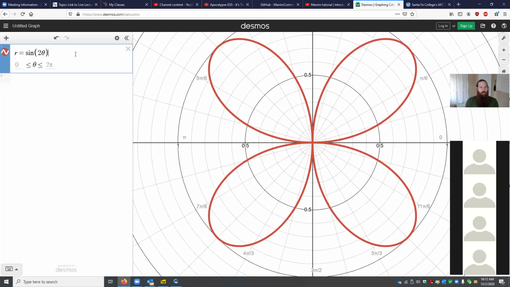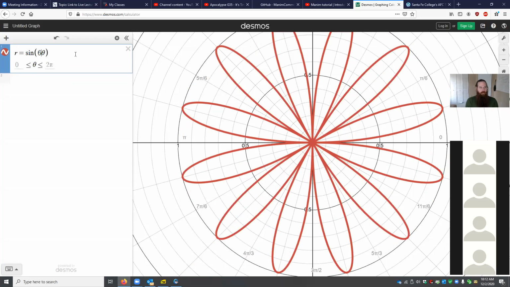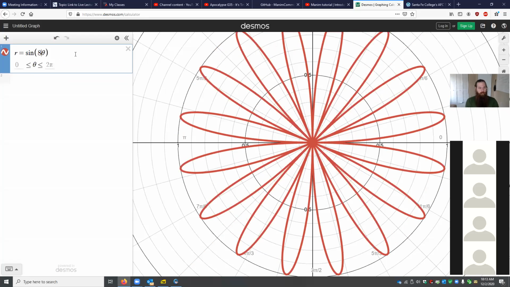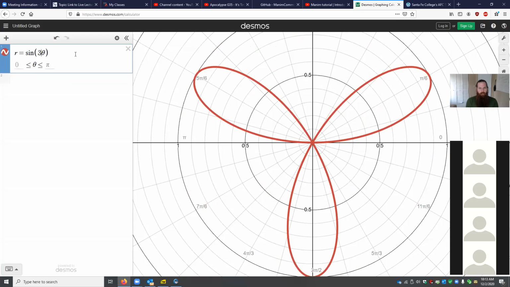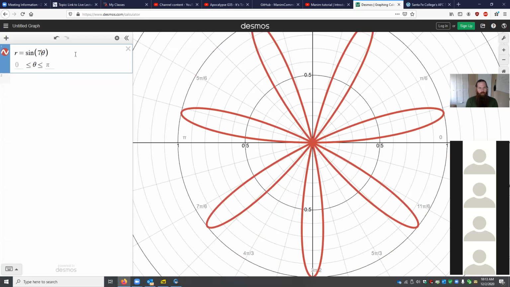Here's the thing we just graphed. And if the number inside here is even, you'll have twice that number of petals. So sine 2 theta has 4 petals. Sine 4 theta has 8. Sine 6 theta has 12. Sine 8 theta has 16. But if the number inside is odd, you'll just have exactly that number of petals. Sine 3 theta has 3. Sine 5 theta has 5. Sine 7 theta has 7.